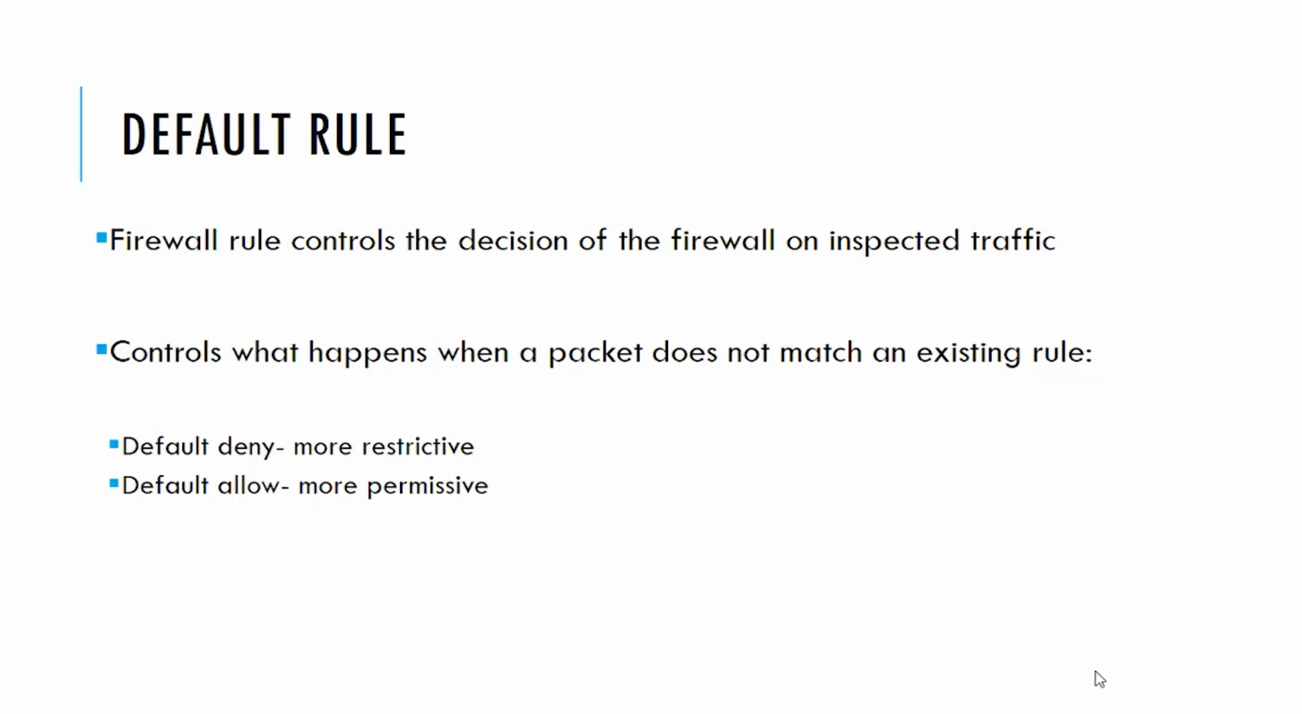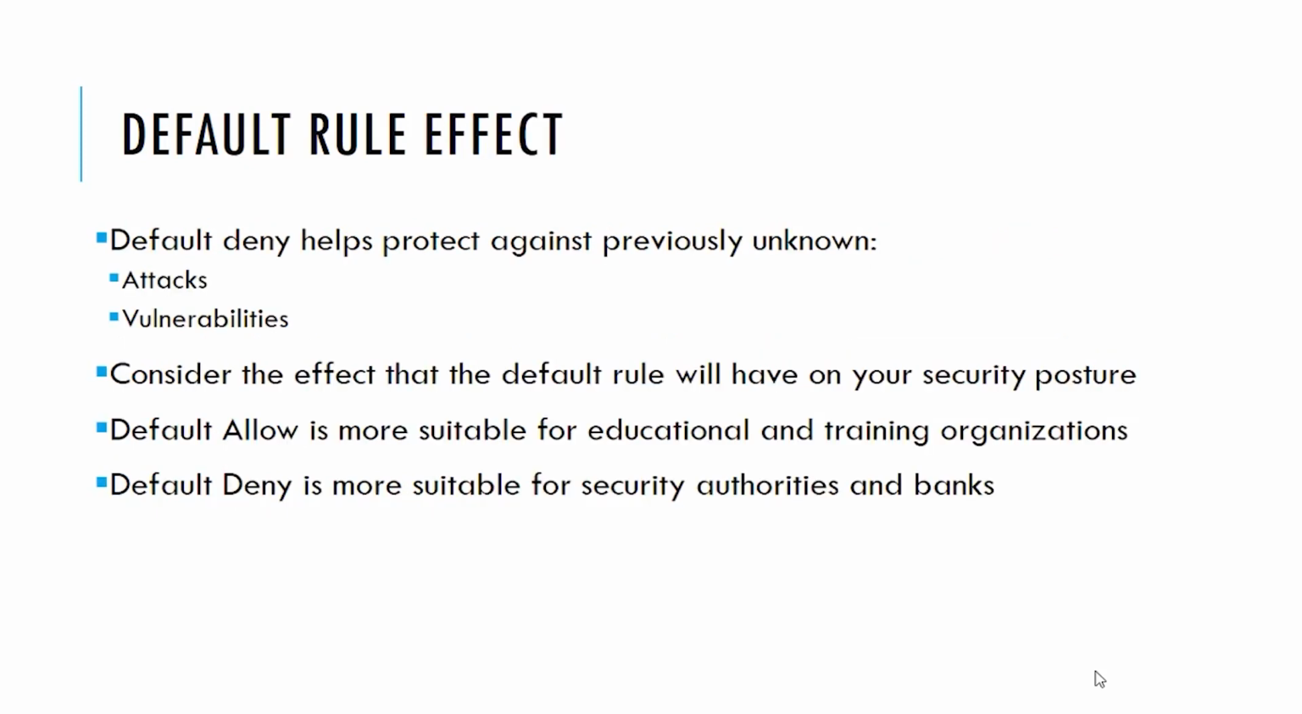If you choose default allow as the default rule, then you will be more permissive, you will be more flexible. Then your firewall will accept all the traffic except what is matching the rules that are saying which packets and which traffic to reject. The default rule and its choice is very important. Why? Because the effect of the default rule is very obvious on your security posture.